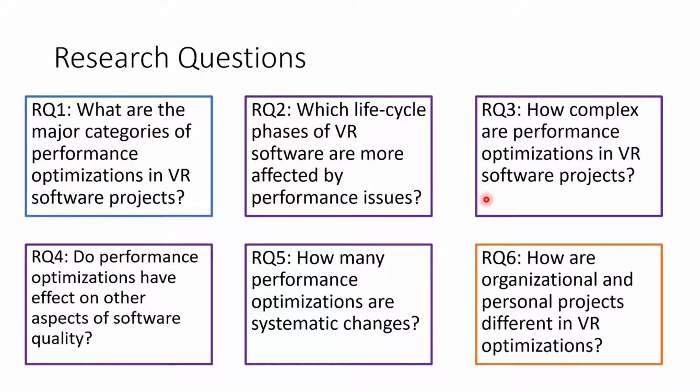Question number 3: how complicated are performance optimizations in virtual reality software projects? Question 4 is about whether these optimizations may affect other aspects of software quality. And question 5, we are going to find out how many performance optimizations are systematic changes, which means you're applying the same change in a lot of different places in the code.